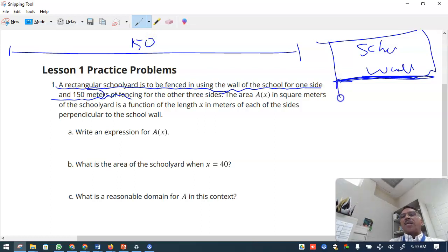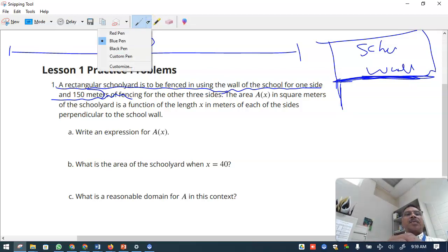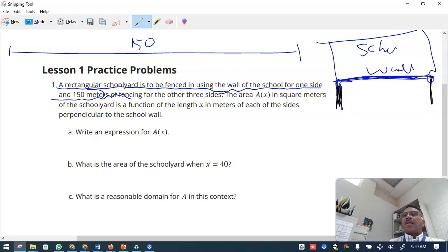So now you have to make this a compound. I need to fence this side and this side, the same, which are perpendicular to the wall. And we don't know how much that is, so I'll put x. It says find the area function in square meters of the schoolyard as a function of the length x in meters of each side.